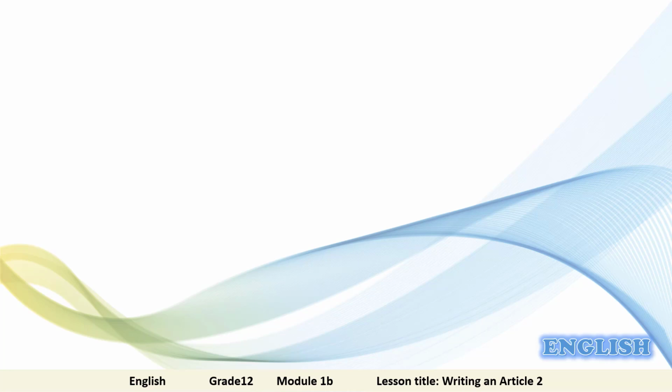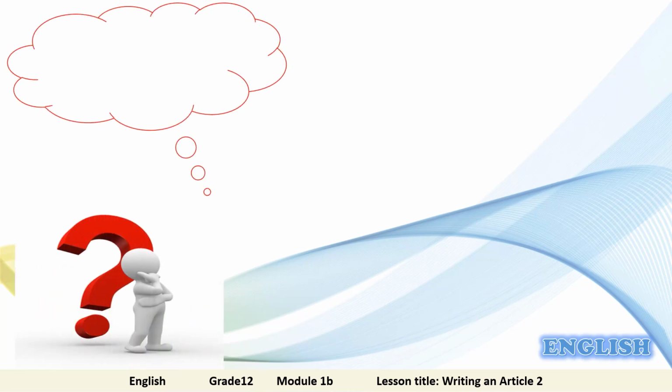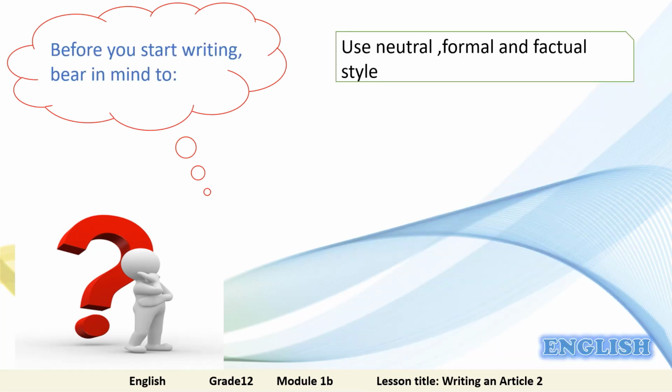We need to write a 3-paragraph article now. But before we start writing, we need to bear in mind a few things, which are, first, you should use a neutral, formal, and factual style. In other words, you're not mentioning your personal opinion, you're not using any informal expressions or words, and you're simply using factual style without using any emotions.